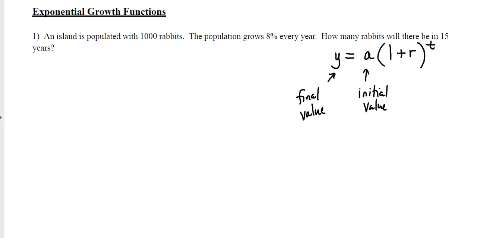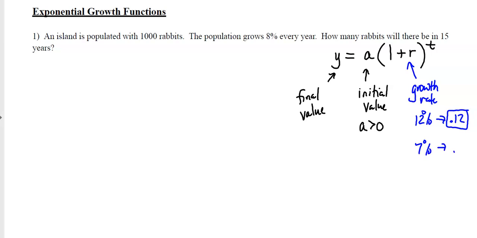And in order for it to be exponential growth, a has to be greater than 0. We have to start with something. We can't start with a negative amount. r is going to be our growth rate. So for instance, if our growth rate was 12%, we would be plugging in for r 0.12. You always want to use a decimal for your percentage. And just to be careful, let's say it was 7%. Remember, that would be 0.07.